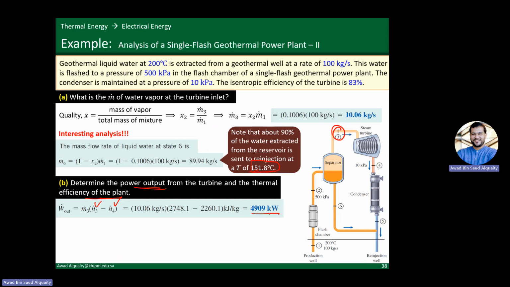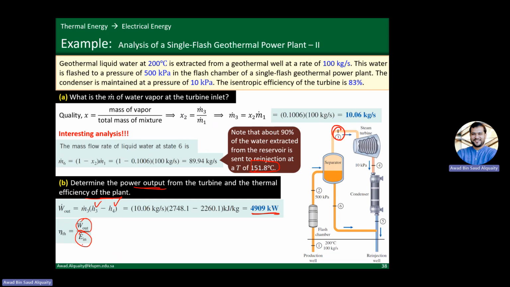So when you do so, we get the work output. It's about 4.9 megawatt. Reasonably large, not so small, right? Enough to power a few homes, right? So in terms of thermal efficiency, as we define for geothermal wells, it is the work output divided by the energy input, right? So the energy input that we have here is more like the exergy.